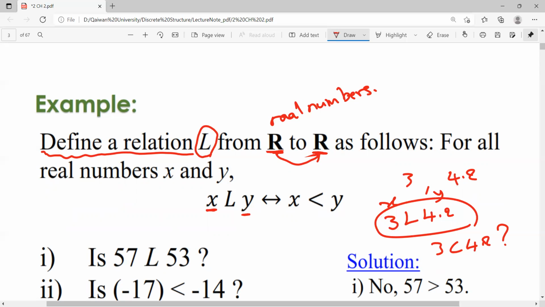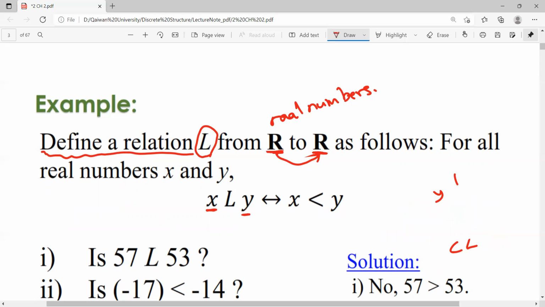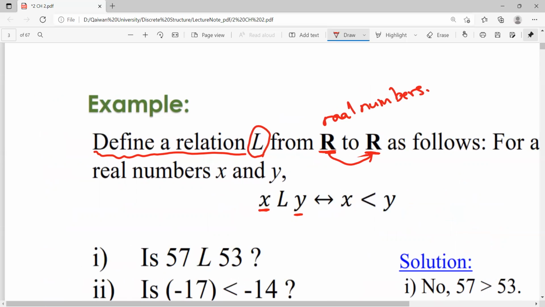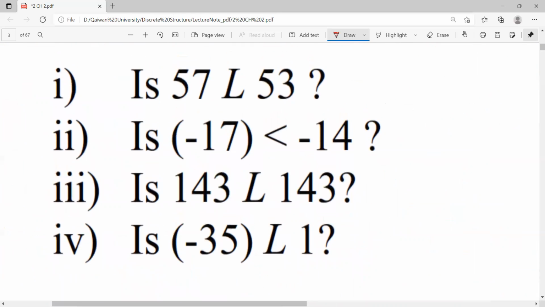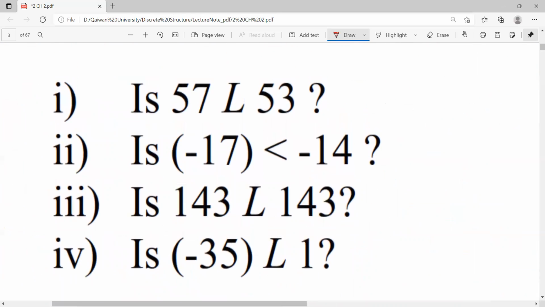Okay, here we have these four examples. It says, is 57 related to 53? It must satisfy that 57 is less than 53. Is it true? No, because our relation is less than. So the answer is no.